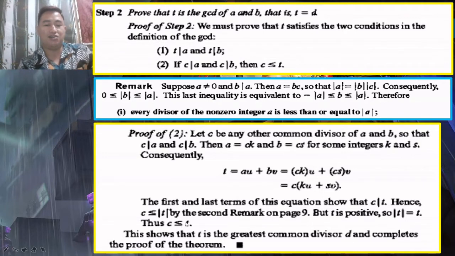Thus, C is less than or equal to T. Oh, we've already shown this in class. C is less than or equal to T. This is part 2, where we assumed that C divides A and C divides B.